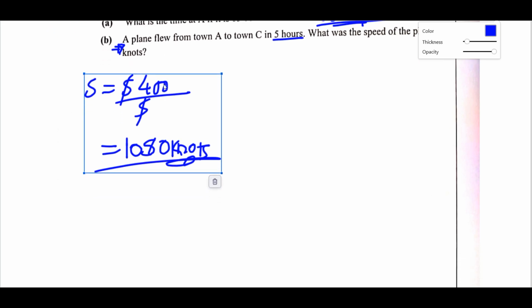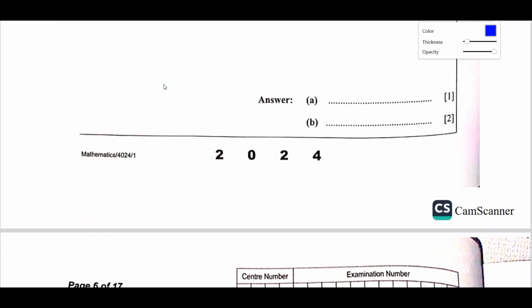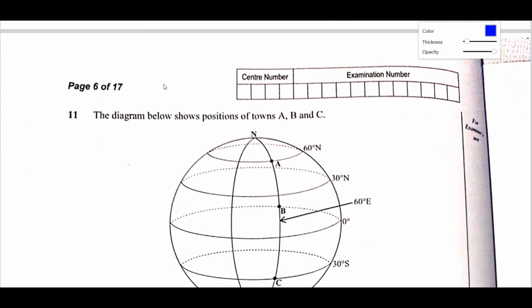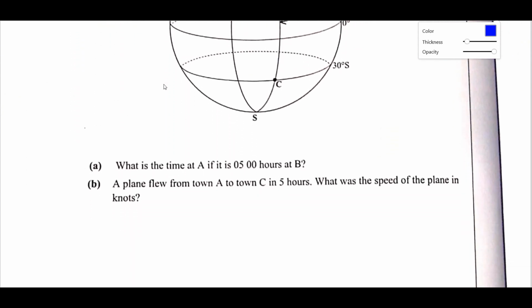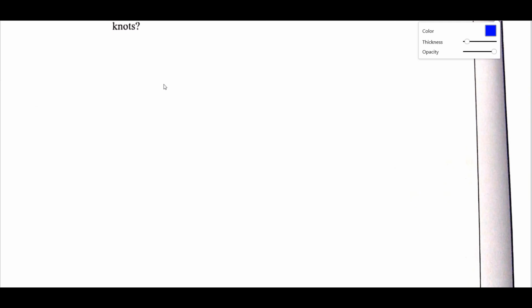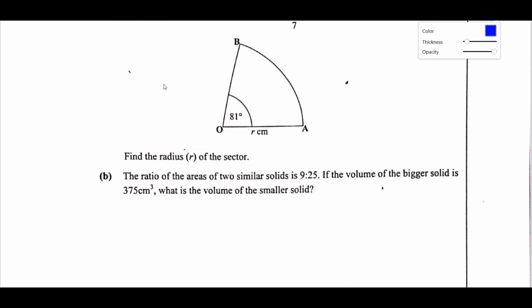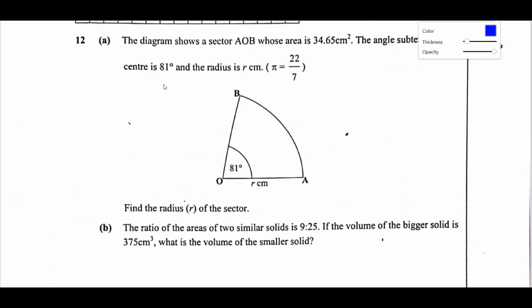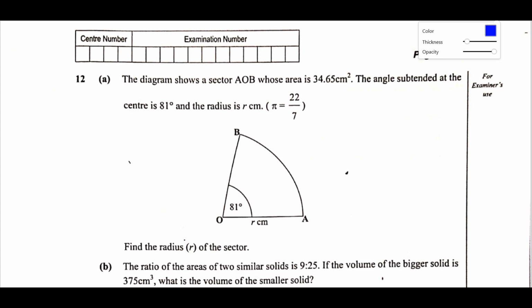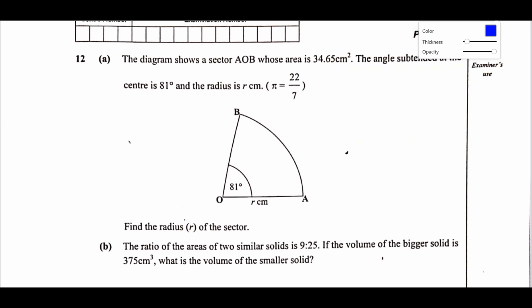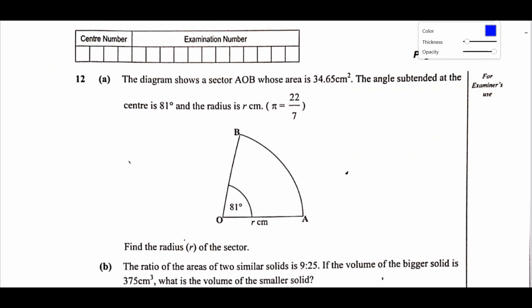Right, so we can now move on to the next question. So this was just a repetition. So we just need to move on to question number 12. So question 12 is coming from mensuration. So the first one is coming from mensuration. Then the second one will be from similar figures.